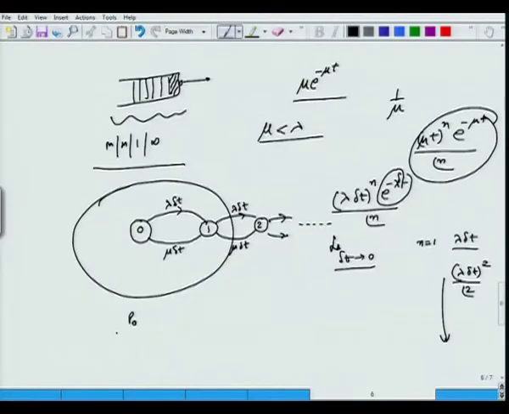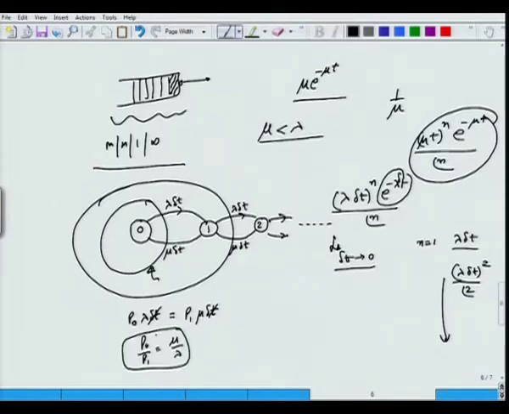So, in this case, if P0 is the steady state probability of being in state 0, and I make a surface like this, then lambda into delta t is the transition probability of going out of this surface. And what is the probability of coming into the surface? It is the probability of being in state 1 into mu into delta t. So this delta t cancels out. Delta t is actually immaterial. So, P0 and P1 are related by the ratios of lambda and mu, that is what is more important.